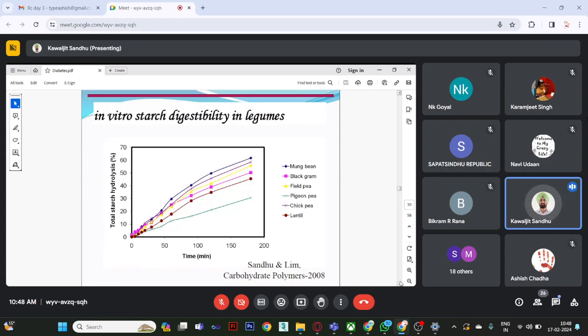This is some part of my research, just to tell you that in order to calculate glycemic index, we calculate the starch hydrolysis pattern. This slide shows you various legumes, the dals available, and how they are hydrolyzing. The lower the hydrolysis, the more resistant starch and the less rapidly digestible starch. So moong starch is very rapidly digestible and has less RS content. But if you look at pigeon pea, it has more resistant starch. This is why you need more time to digest pigeon pea as compared to moong bean starch.